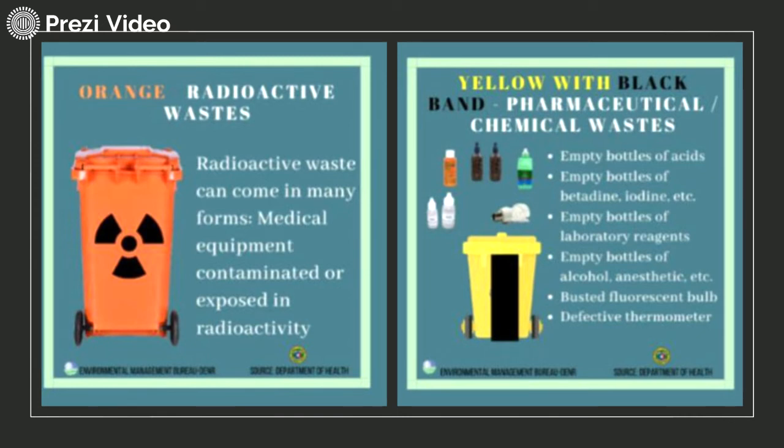For the yellow with black band, ito yung kanilang dinagdag, the yellow with black band. These are for pharmaceutical chemical waste. So, example of that is the empty bottles of acids, empty bottles of betadine, iodine, empty bottles of laboratory reagent, alcohol, anesthetics, etc., busted fluorescent bulb, and defective thermometer. So, these are for the pharmaceutical/chemical waste. So, dapat yellow with black bands, as you can see on the picture.